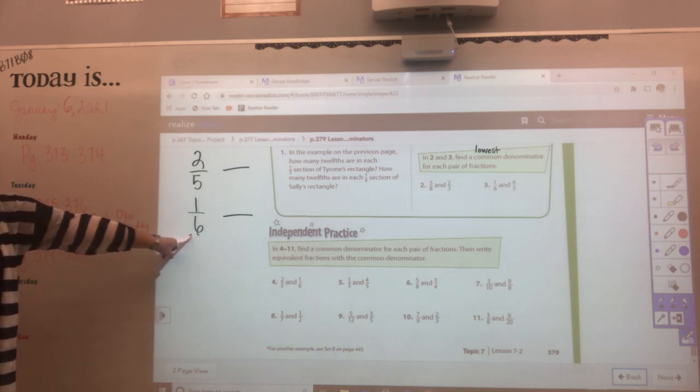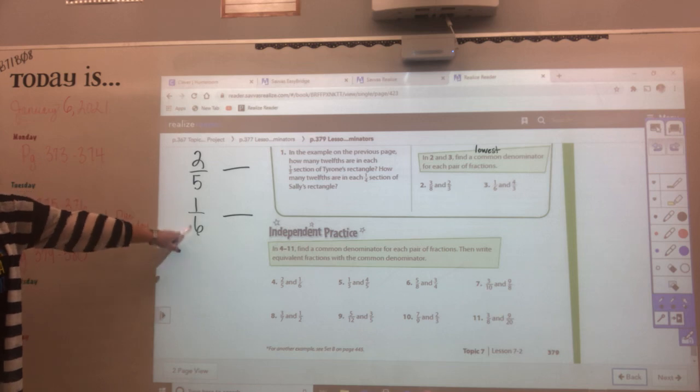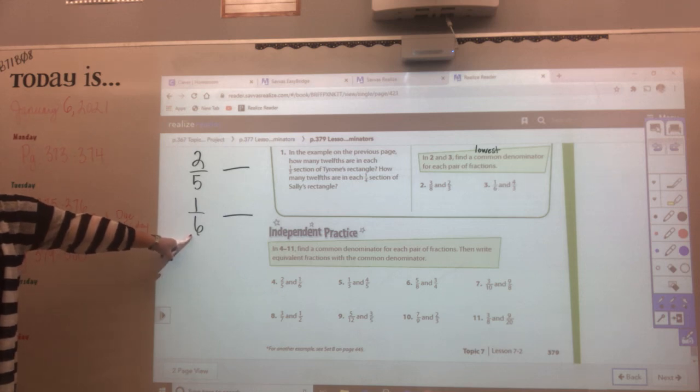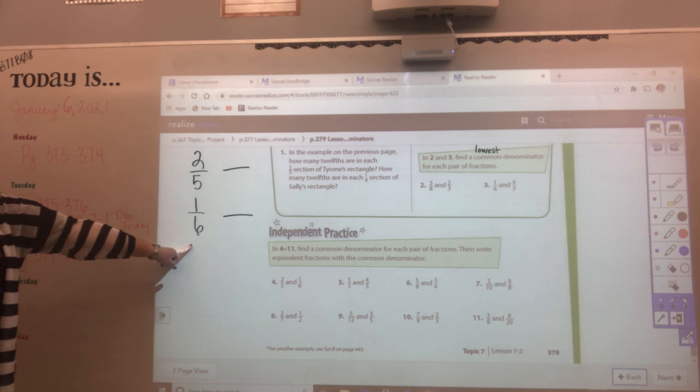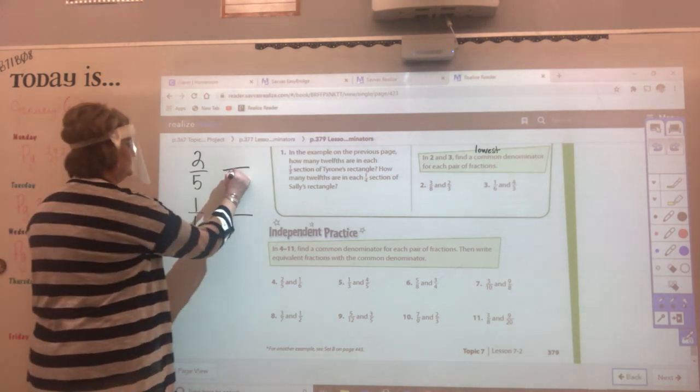What's 6 times 3? 18. Is 5 times anything ever going to be 18? No. What's 6 times 4? 24. Is 5 times anything ever going to be 24? No. What's 6 times 5? 30. Is 5 times anything ever going to be 30? Yes. There's your answer then.